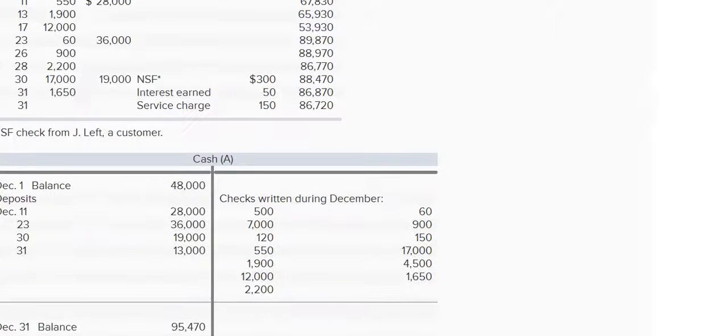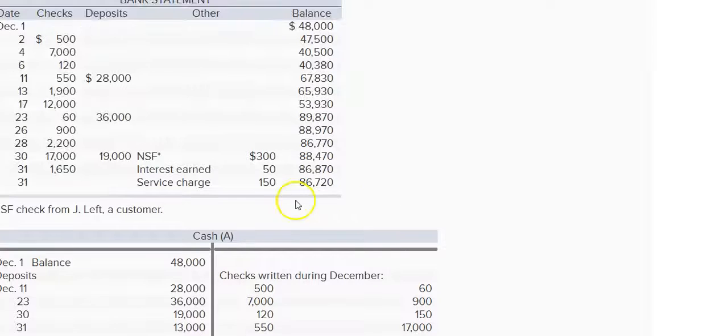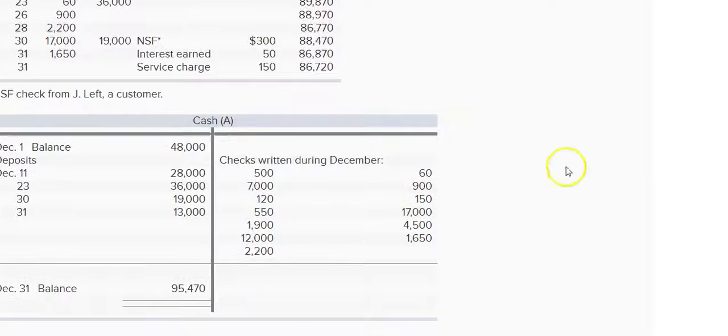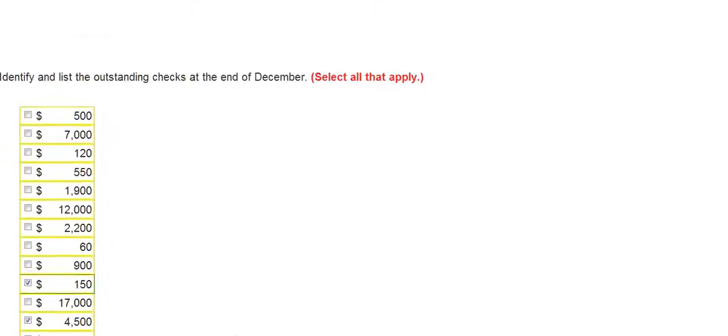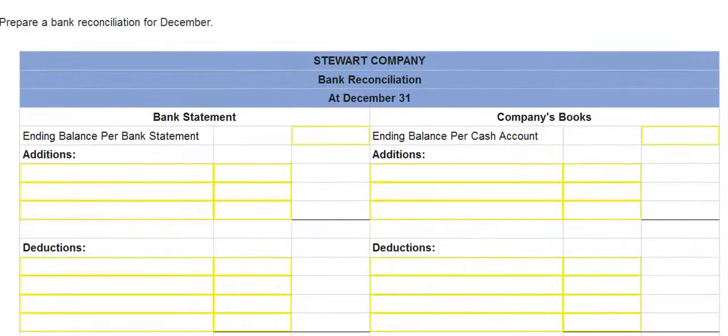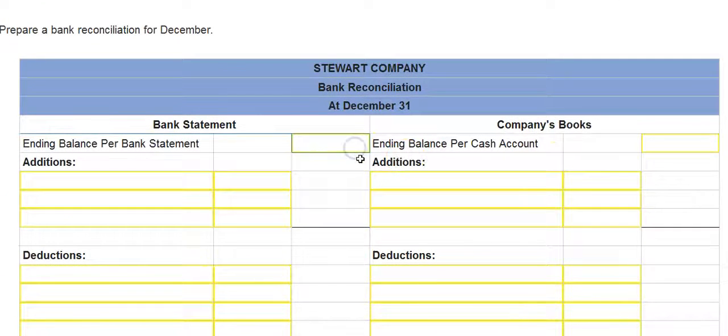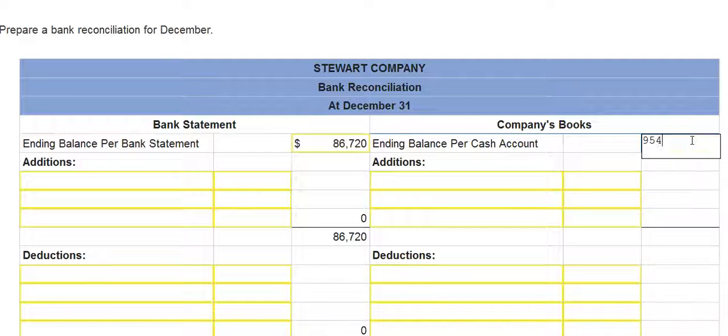The ending balance of the bank statement is $86,720. The ending balance of our cash account is $95,470. Let's put those on the bank reconciliation. Remember to choose the ending balance for the same date.